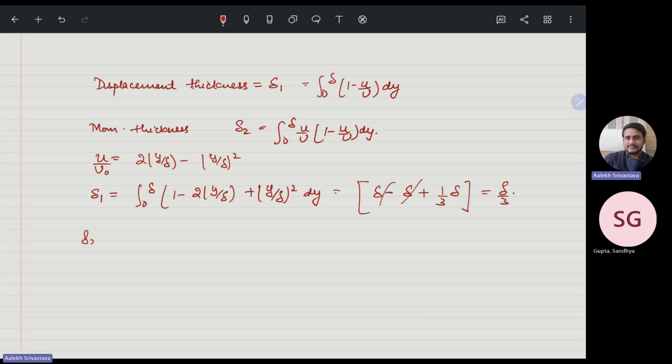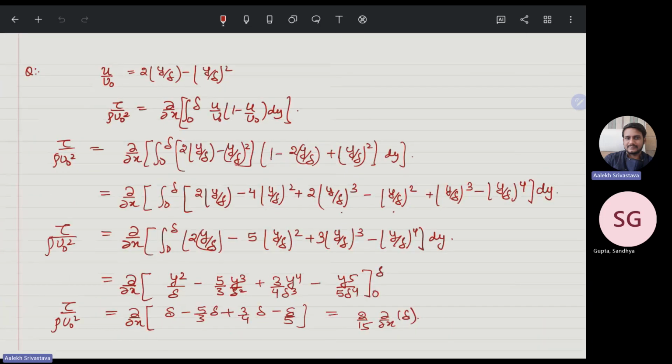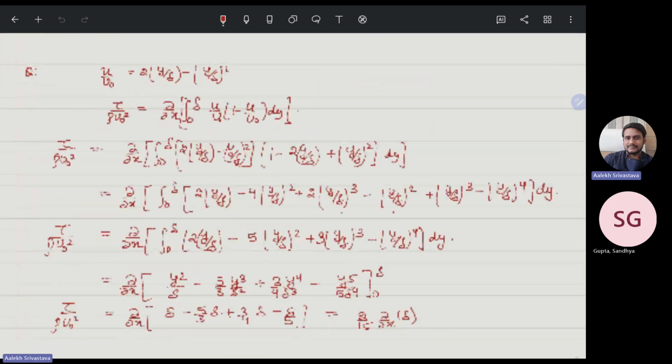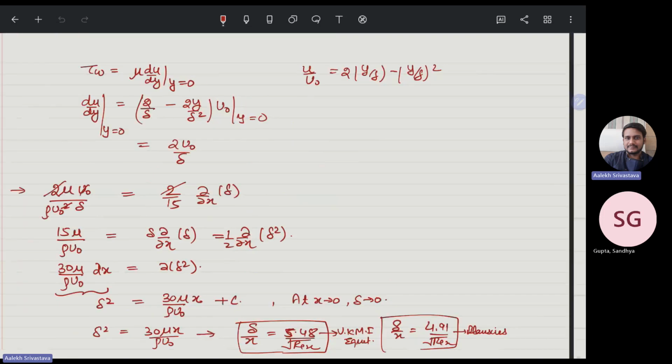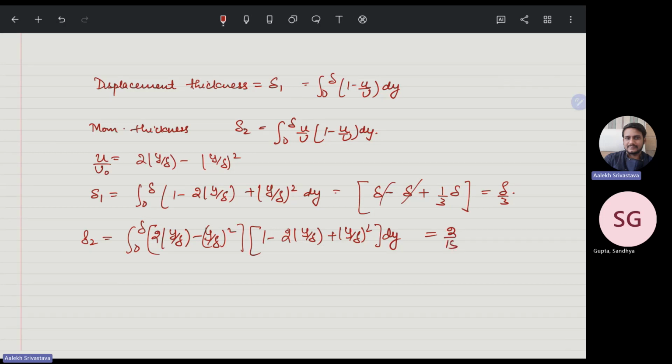Now what is the momentum thickness? We need to do the same thing with 2 y by delta minus y by delta whole square, multiplied by 1 minus 2 y by delta plus y by delta whole square dy, and you can simply rearrange and solve. I think this is the same expression. Okay, just a second. Yes, this is the same expression. So you will get 2 by 15 delta.